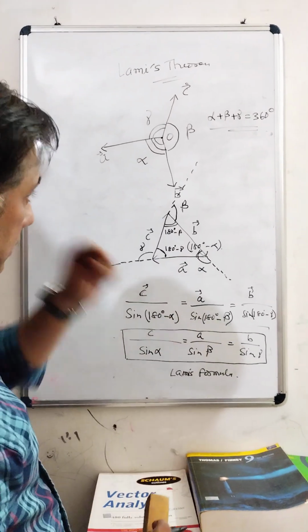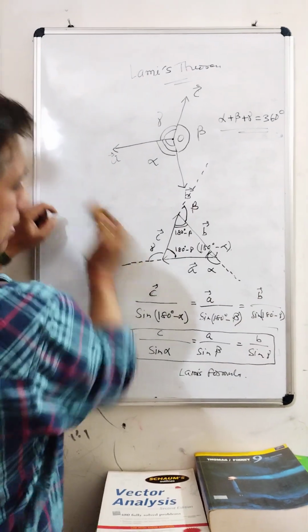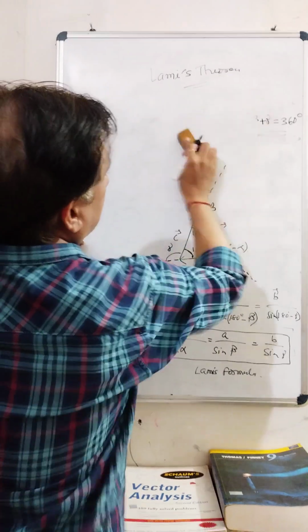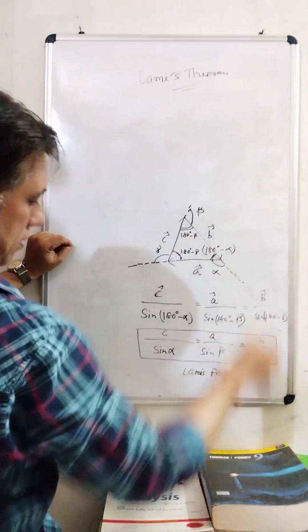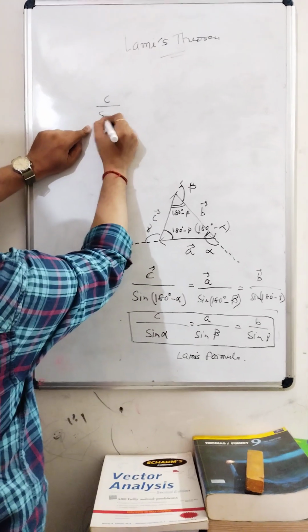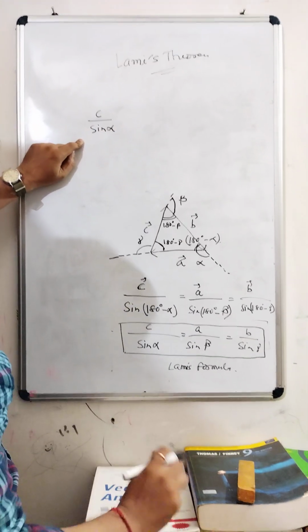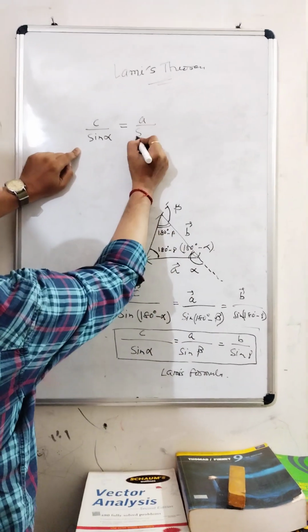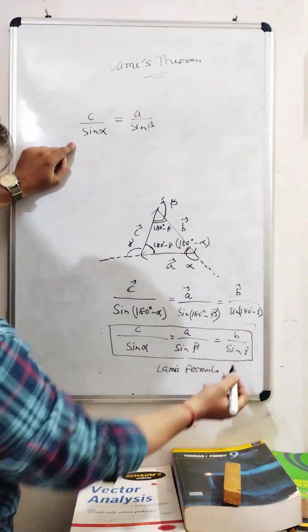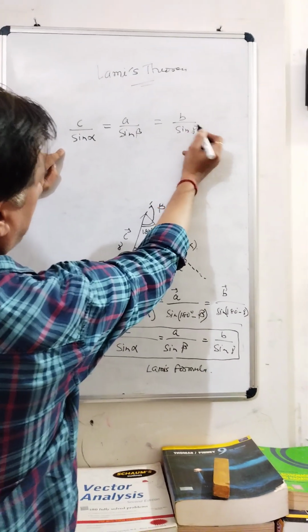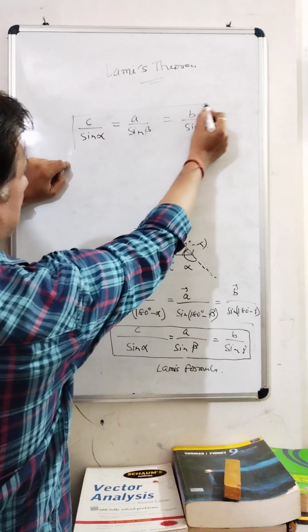So we just conclude this, summarize this equation here. C divided by sin alpha is equal to A divided by sin beta and B divided by sin gamma. This equation is the Lami's theorem equation.